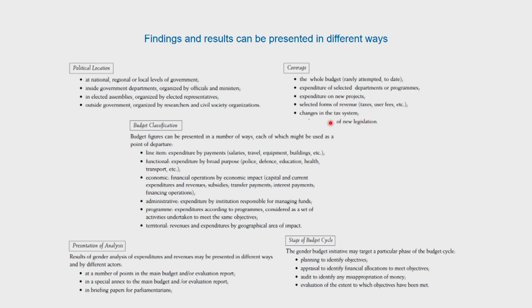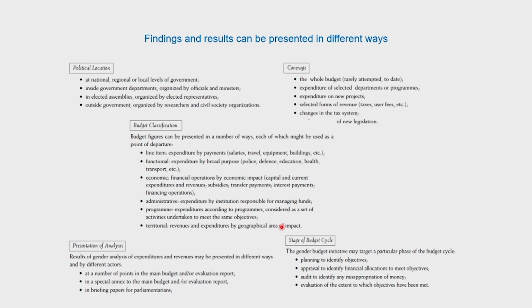Budget classifications can be made in such a manner: expenditure by payments, functional expenditure by broad purposes, economic financial operations by economic impact, administrative expenditure by institution responsible for managing funds, expenditures according to programs considered as a set of activities undertaken to meet the same objectives, and territorial revenues and expenditures by geographical area of impact.